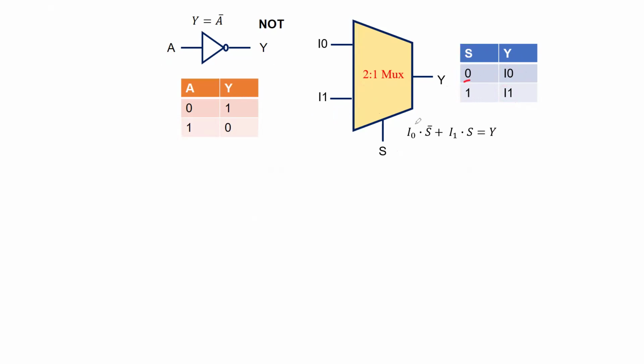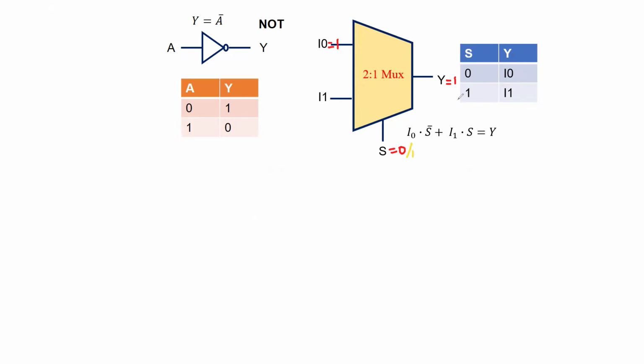So when S is equal to 0, it is similar to when A is equal to 0. We want the output to be 1. So output Y should carry I0, and I0 should be set equal to 1. So we see here, we set S equal to 0 and we have set I0 equal to 1. Therefore, Y is equal to 1 because with S equal to 0, we know that I0 gets connected to output Y.